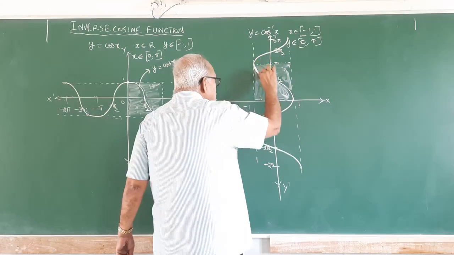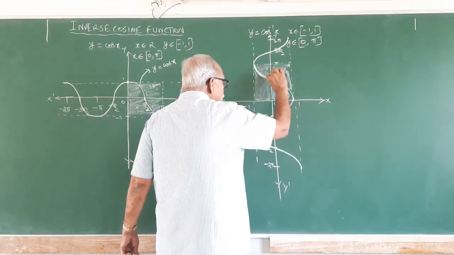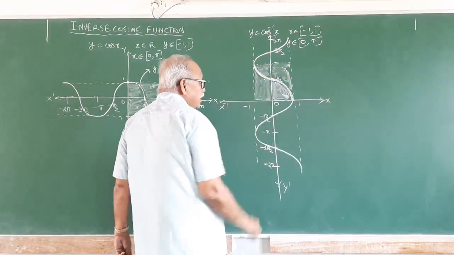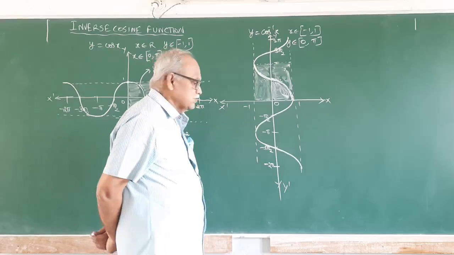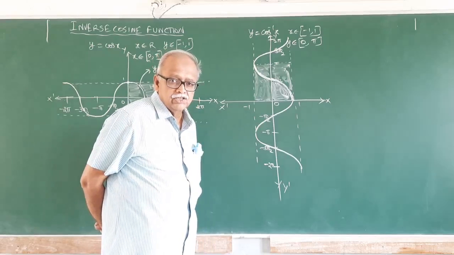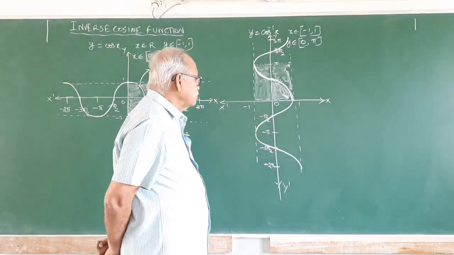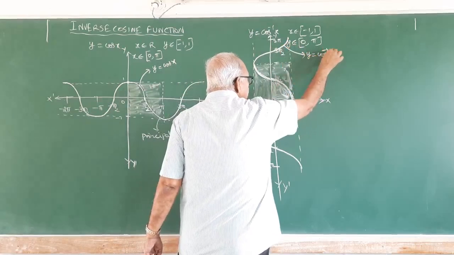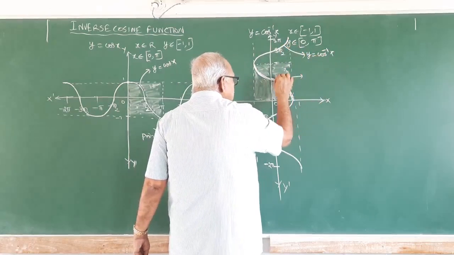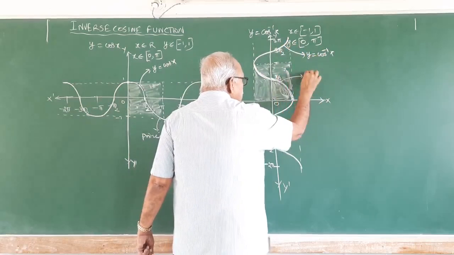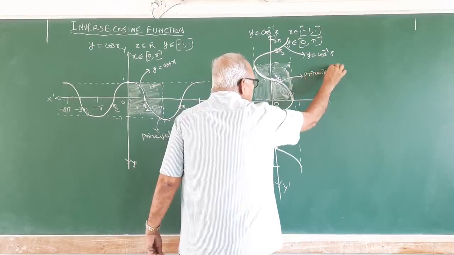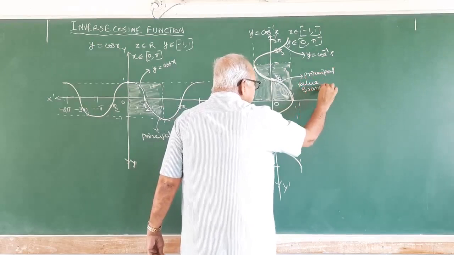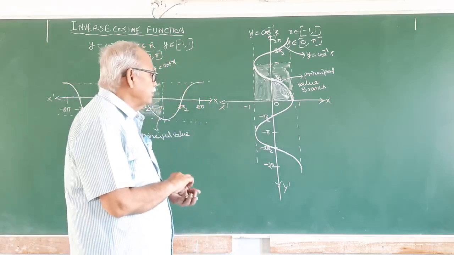Now you can draw this. This is the principal value branch of cos inverse of x. So this graph is y is equal to cos inverse of x, and this is the principal value branch of cos inverse of x.